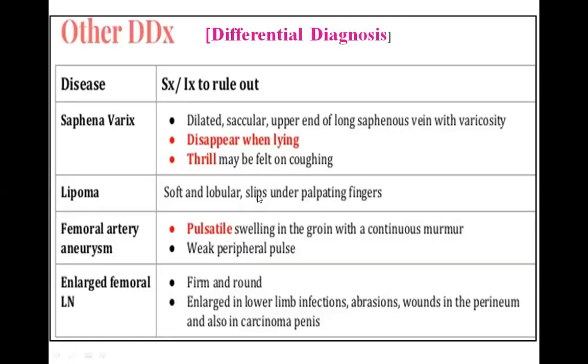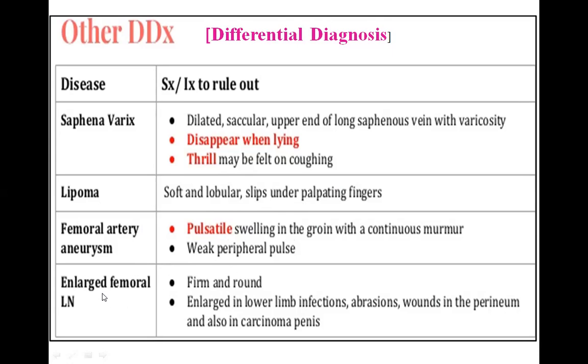Other differential diagnoses are saphena varix. Saphena varix is nothing but the dilated saccular upper end of the long saphenous vein with varicosity. It disappears when lying down. Thrill may be felt on coughing. Lipoma is a soft lobular swelling which slips under the palpating fingers. Femoral artery aneurysm is a pulsatile swelling in the groin with a continuous murmur.